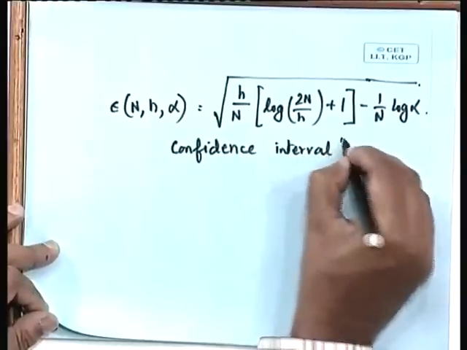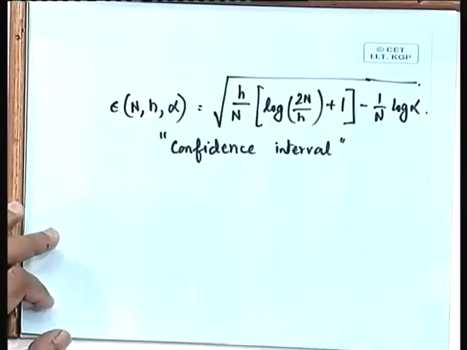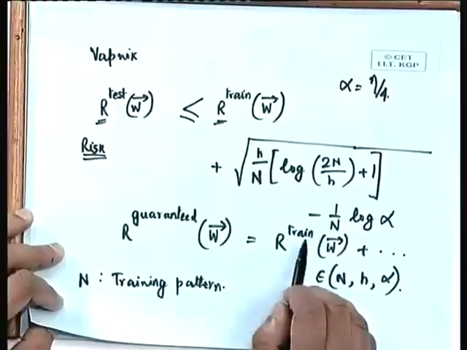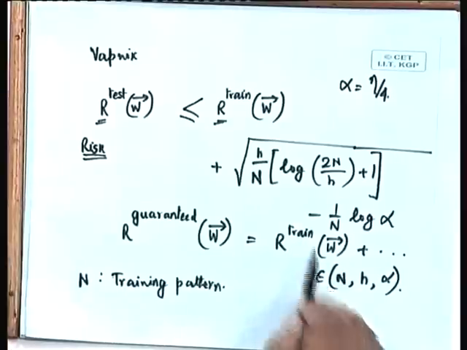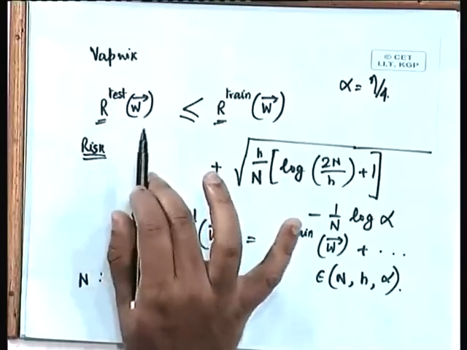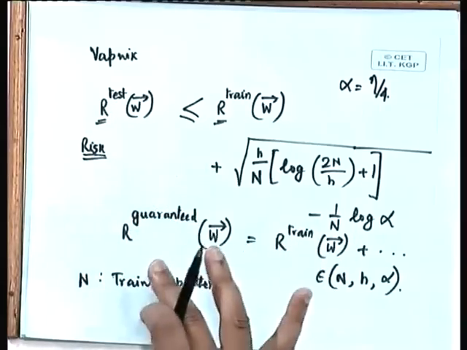And why is it called confidence? Because if you add some confidence measure to the training error, then that tells you what is going to be your bound on the test error. So at least if the confidence measure is known, you can confidently say that your test error is going to be less than this much. So that is why the name confidence measure or confidence interval has originated.